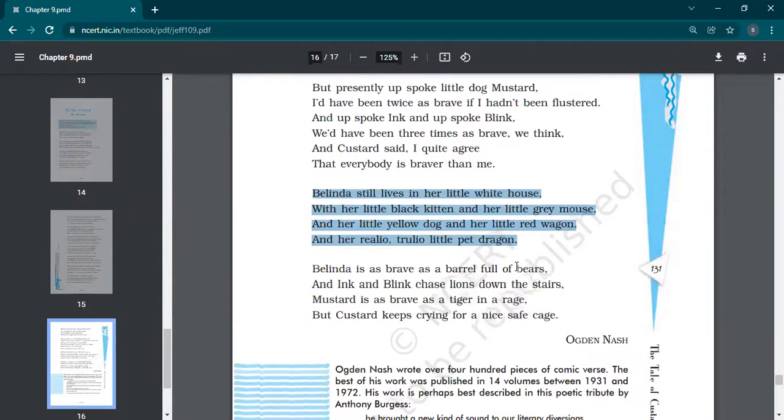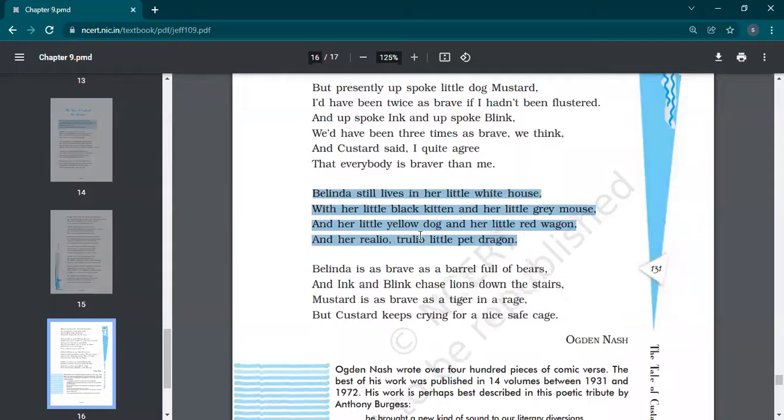Belinda still lives in her little white house with her little black kitten and her little gray mouse and her little yellow dog and her little red wagon and her really truly old little pet dragon. So at last, the poet used the same lines again. Can anybody tell me why the same lines were used like this? This stanza is there in the beginning, and again at the last.